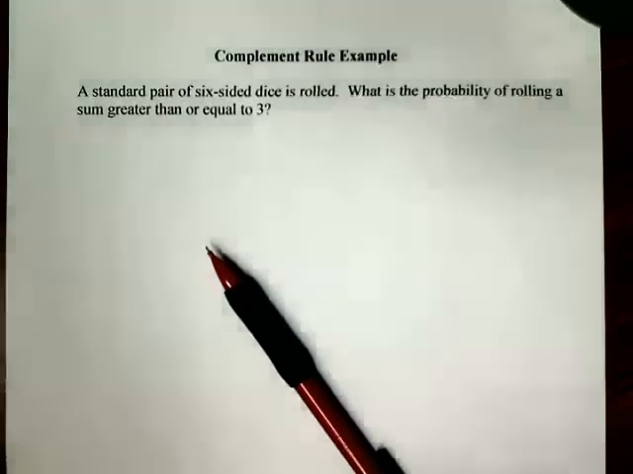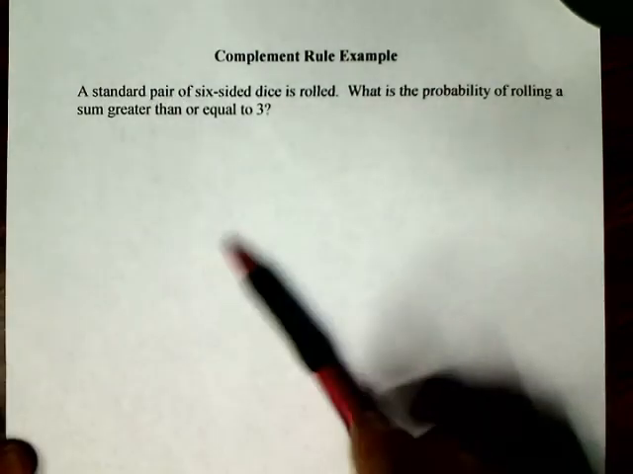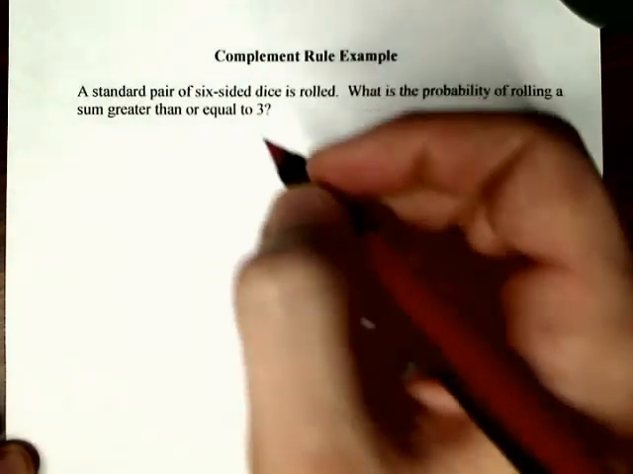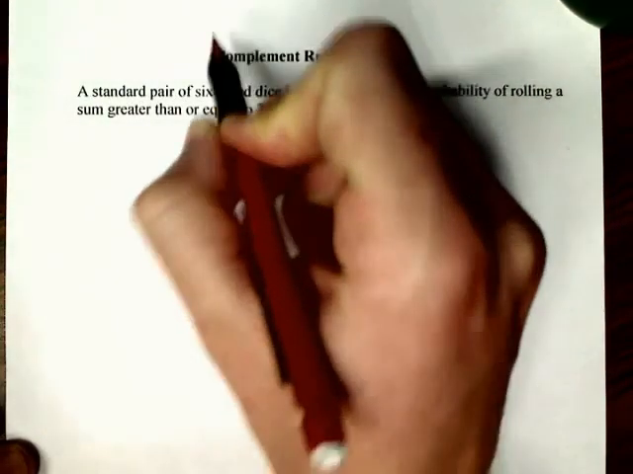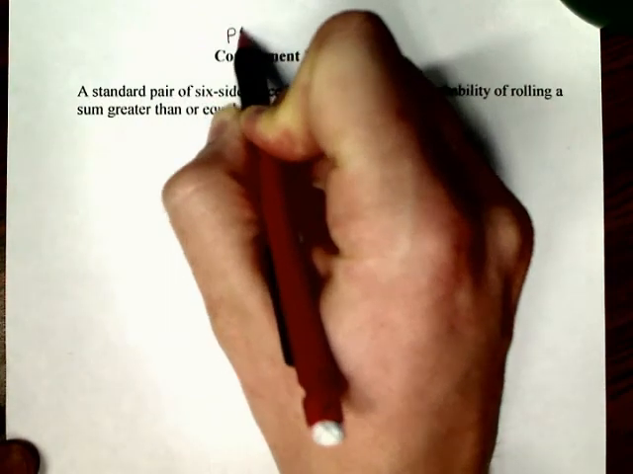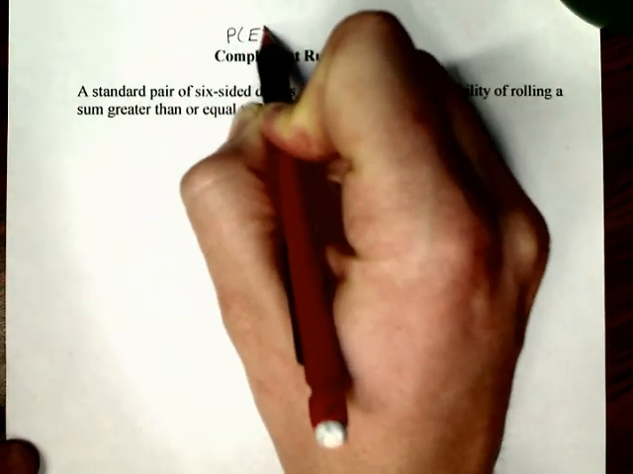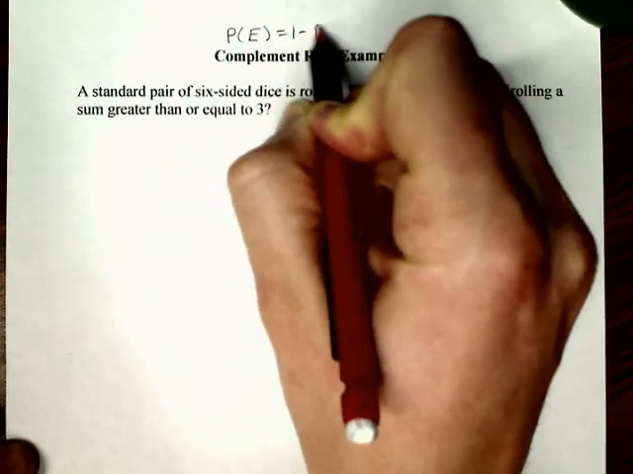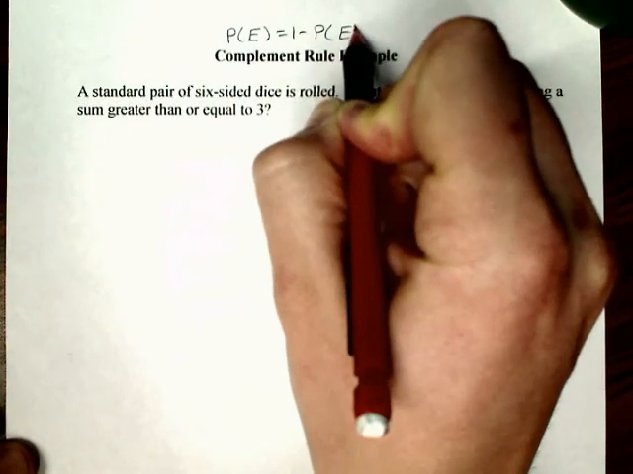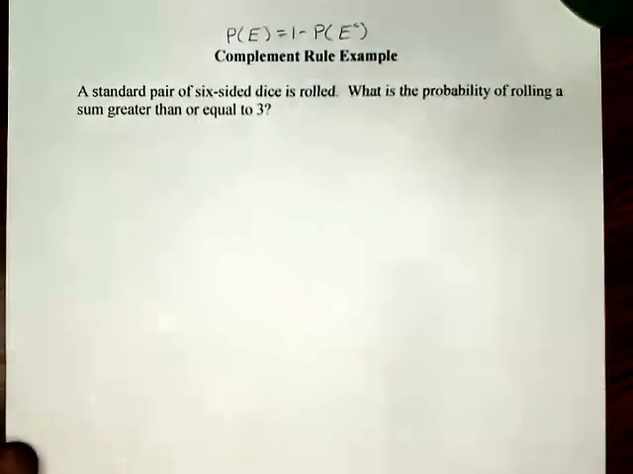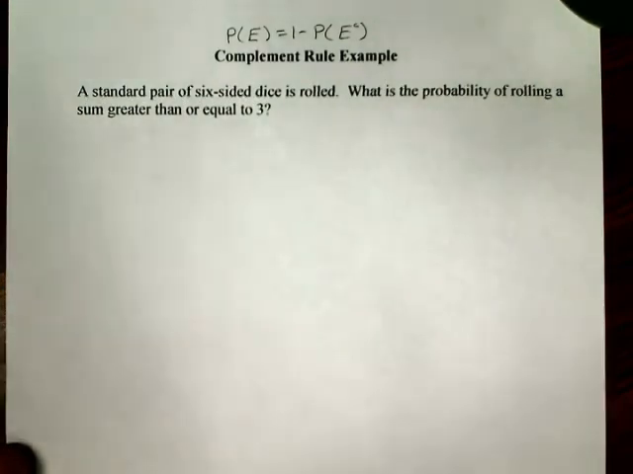This is a video that I wanted to post to you all that illustrates the use of the complement rule. Hopefully up to this point you've read about the complement rule, but a form of it says that the probability of some event E is equal to 1 minus the probability of E complement. And as you study, the complement of an event is basically all the outcomes in the experiment that are not in that particular event. Okay.